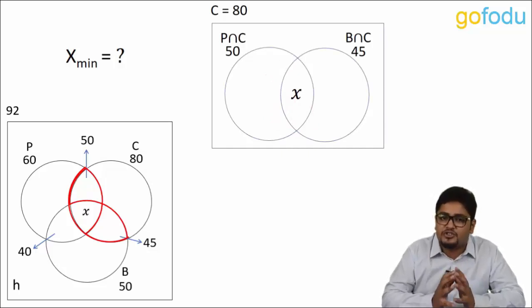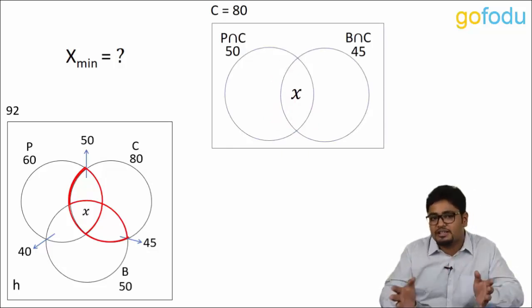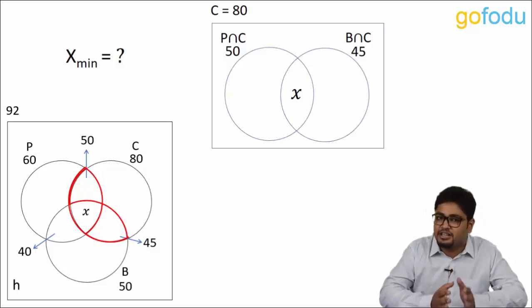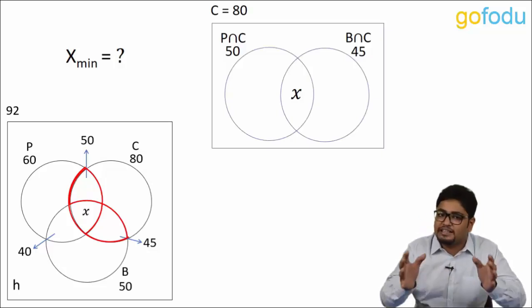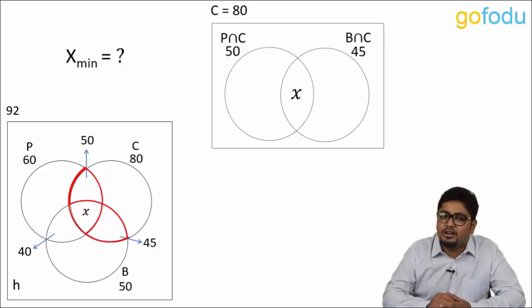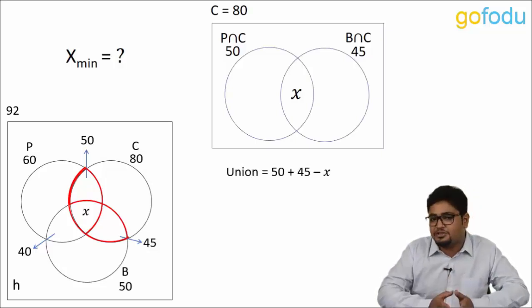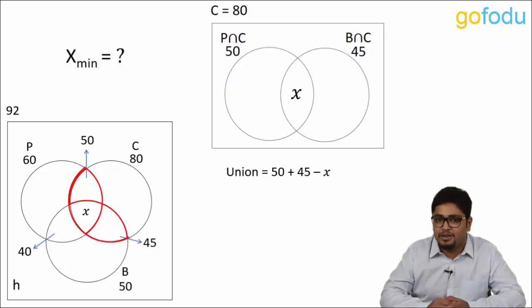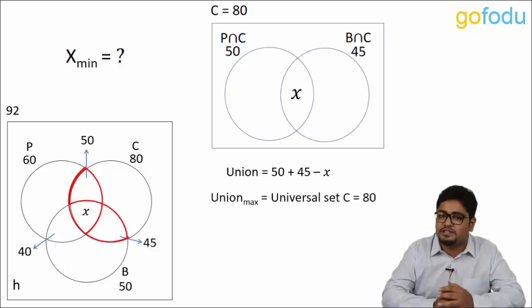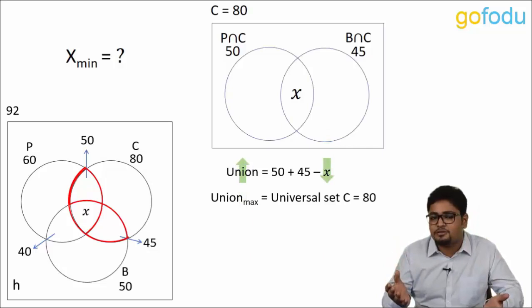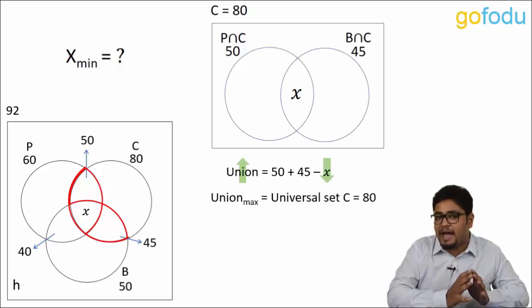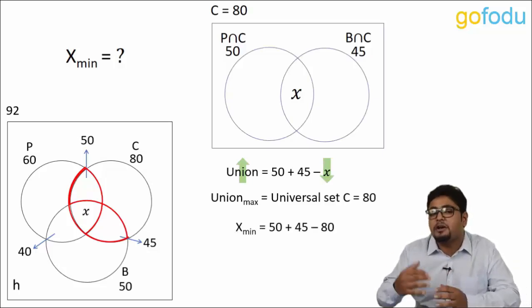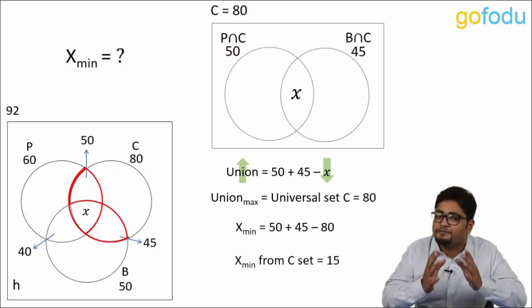We have considered the chemistry set only, so it becomes the universal set now. Physics intersection chemistry and biology intersection chemistry are the two sets inside it whose intersection is x. Now here union will be equal to 50 plus 45 minus x. Maximum union can be equal to the universal set C, that is 80. When union is maximum, x is minimum. Here we are dealing with two set cases. So x minimum has to be 50 plus 45 minus 80, which comes out as 15.